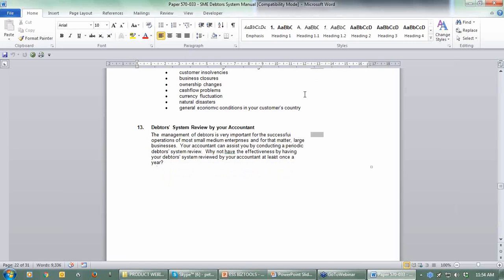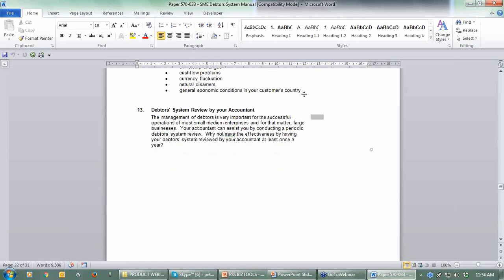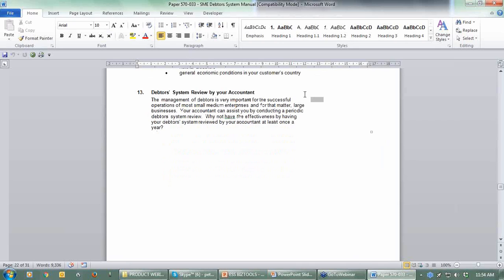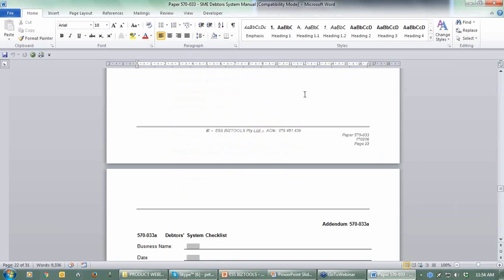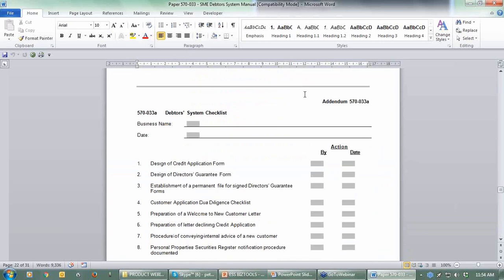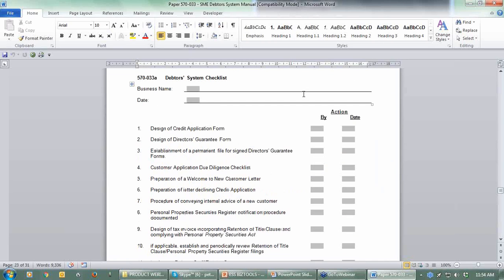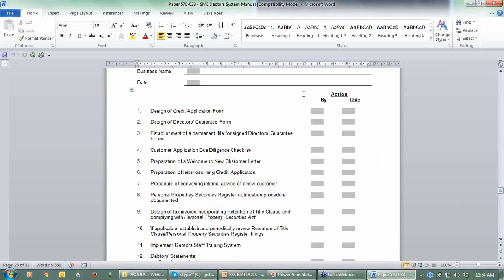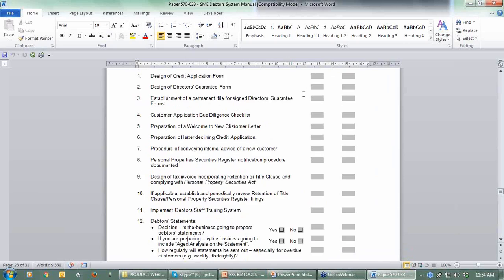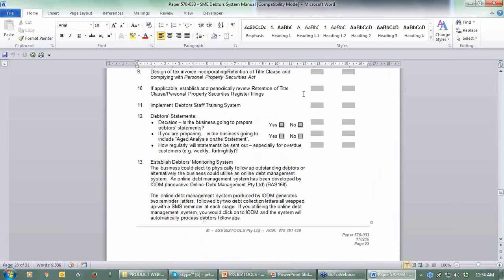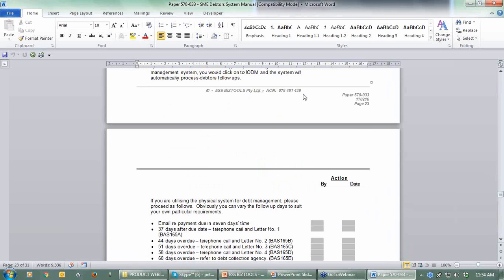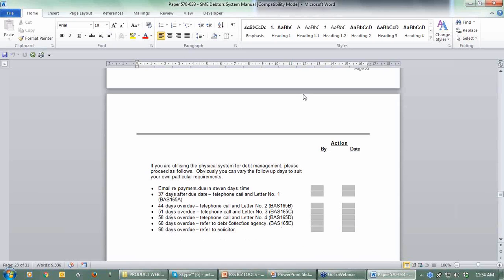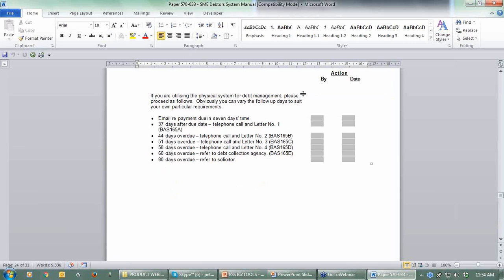A debtor's manual could be charged to your clients for $150 to $200. And you will have a better idea of how many clients you believe you might be able to implement a written debtors system for. We suggest you start with all new clients and inquire what their debtors system is, and if they haven't got one, you can introduce them to this system.